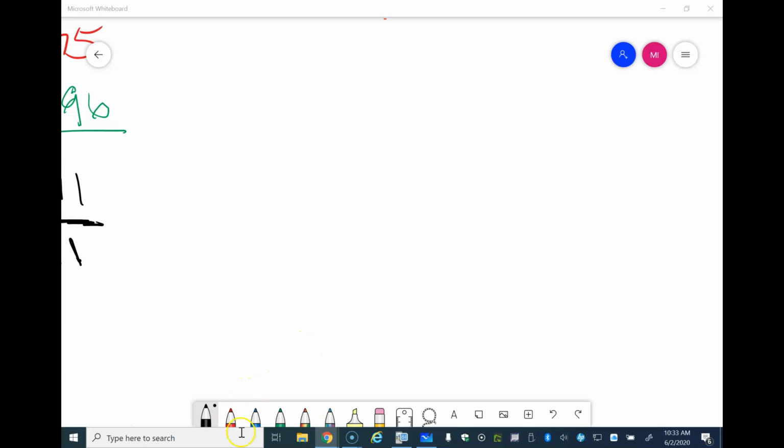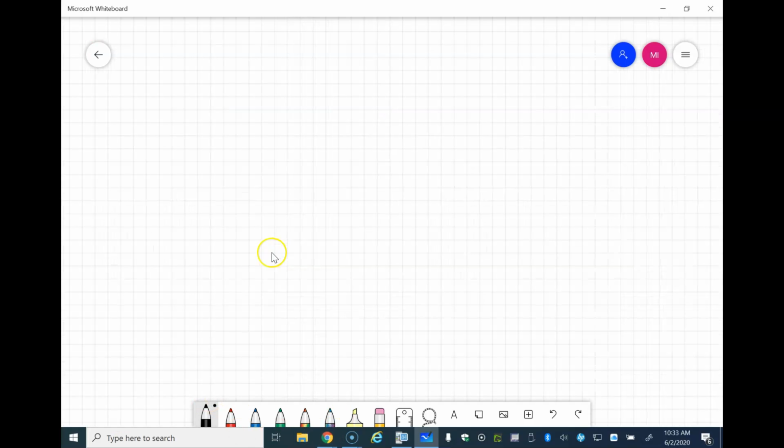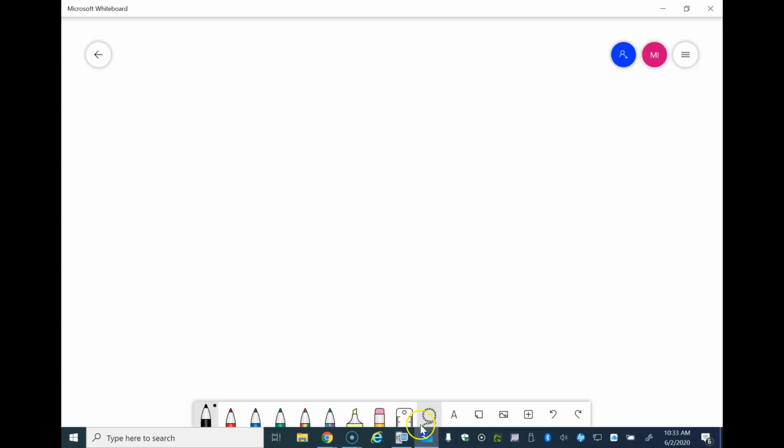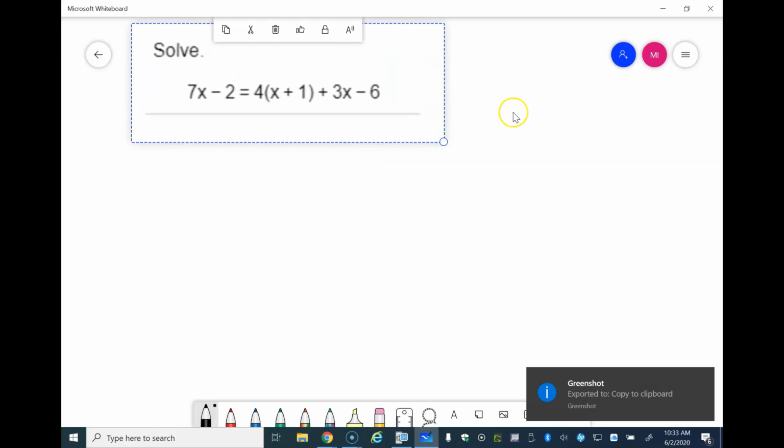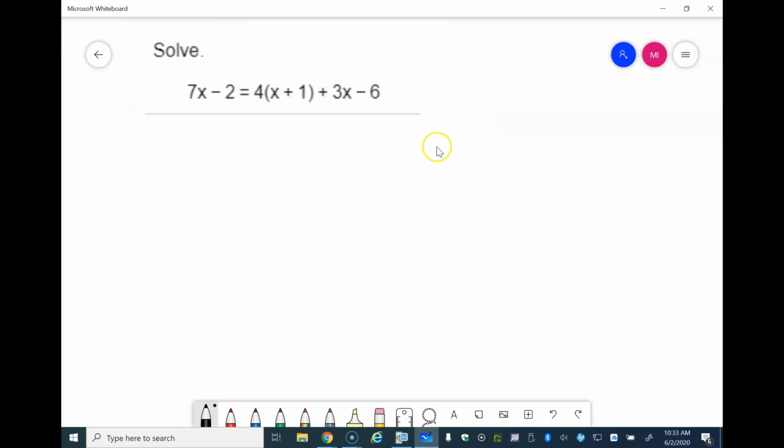I have two more examples. These last two examples have a couple of rules that you need to be aware of. So we're going to solve just like normal.